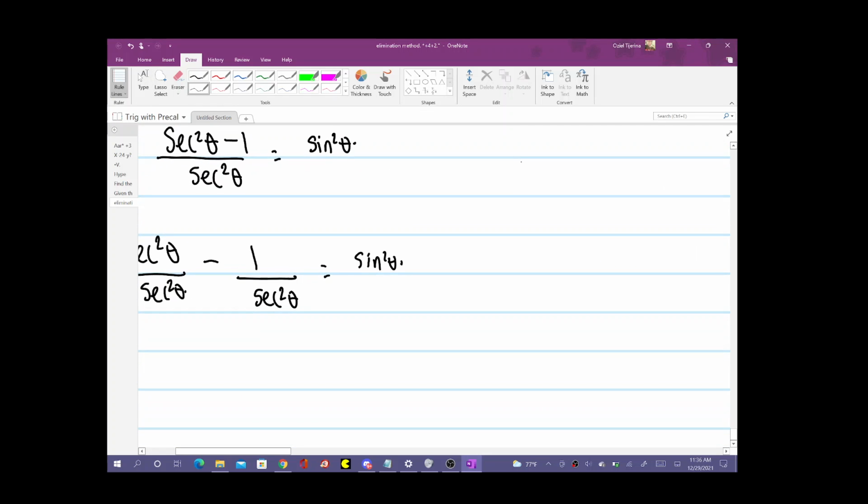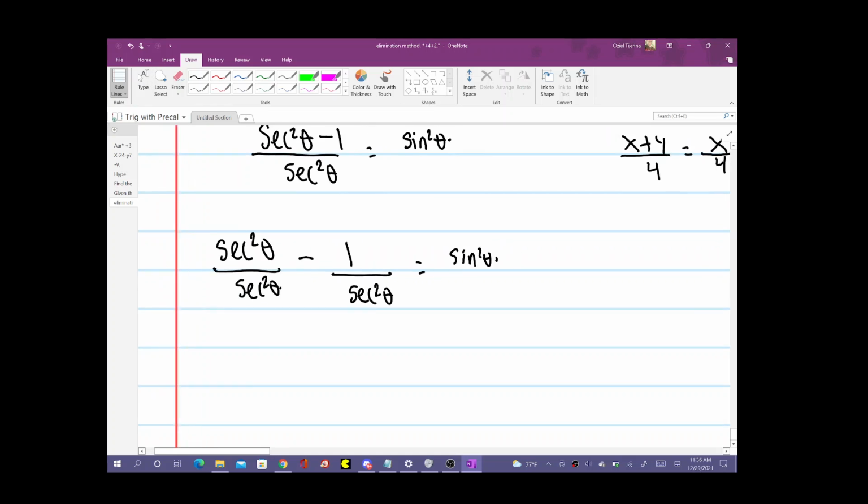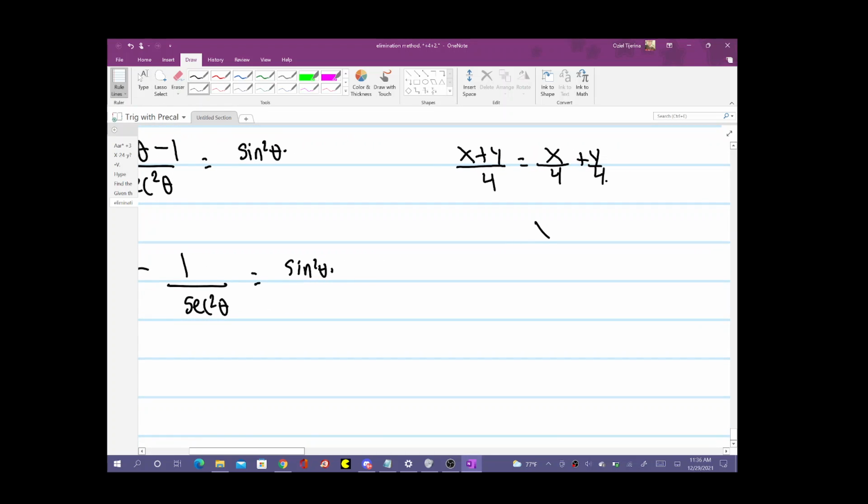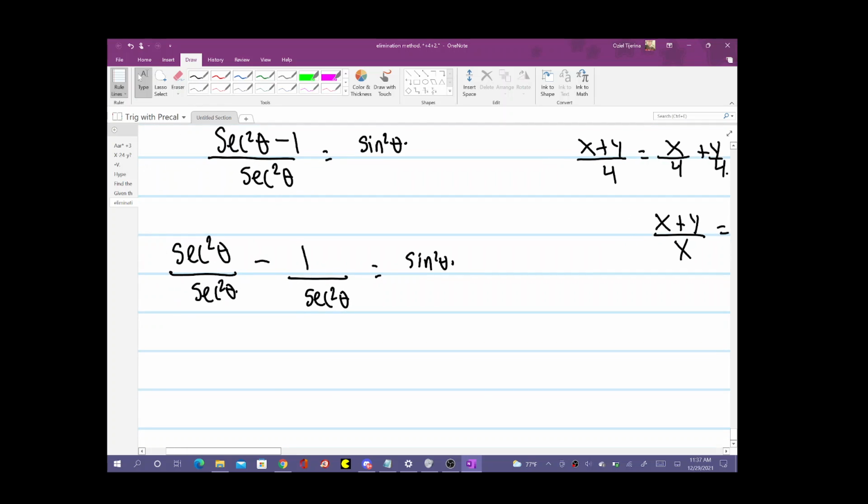It's like if I said x plus y over 4. This is x over 4 plus y over 4. It's the exact same thing. Or if I said x plus y over x. This is x over x plus y over x. It's the exact same thing. It's just in terms of trig.